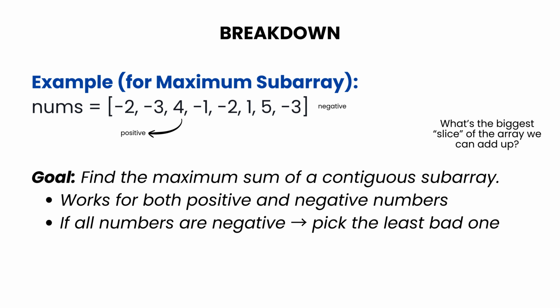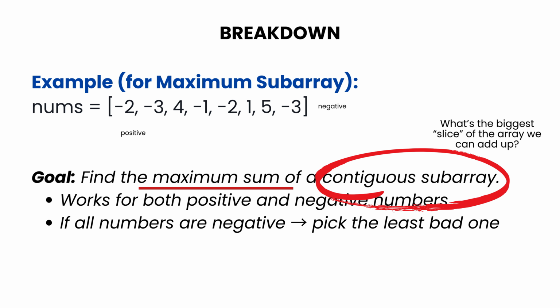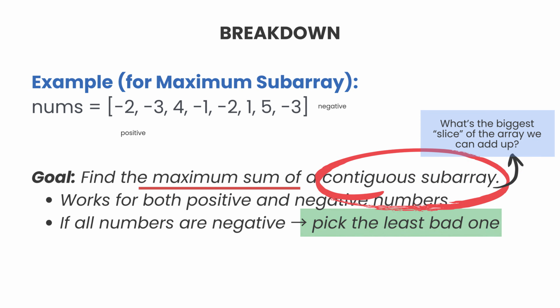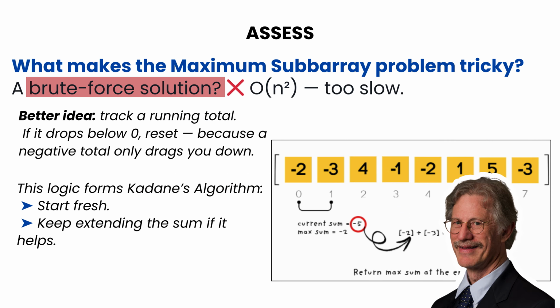Let's break it down. Given an array of integers, both positive and negative, we're looking for the maximum sum of any contiguous subarray. In other words, what's the biggest slice of the array we can add up? If the whole array is negative, pick the least bad number. Now let's assess. A brute force approach checks every possible subarray, n squared time. That won't work for big inputs.